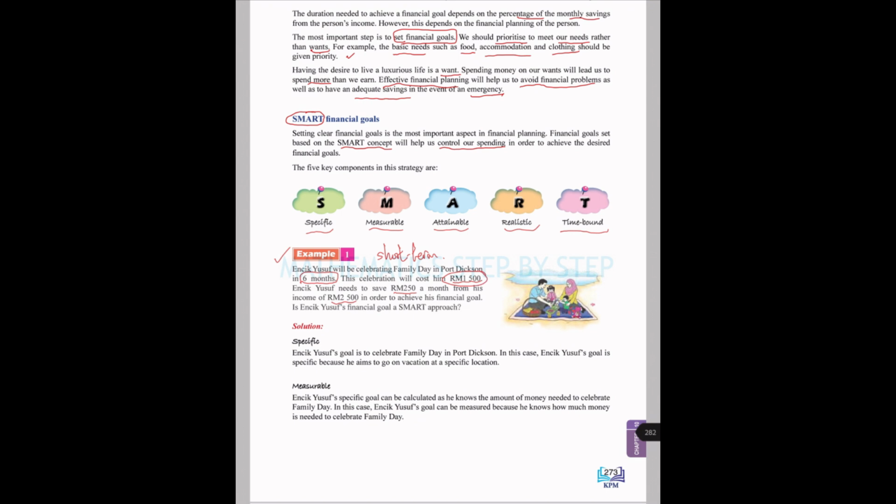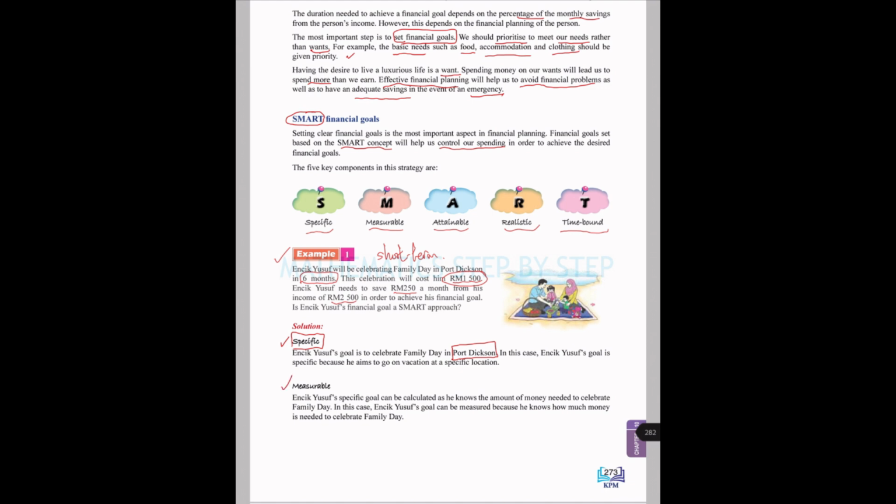Okay, so let's see whether Encik Yusuf follows the SMART concept when setting a goal. Okay, so the first step in the SMART concept is specific. The goal being set must be specific. Okay, so Encik Yusuf's goal is to celebrate Family Day in Port Dickson. In this case, Encik Yusuf's goal is specific because he aims to go on vacation at a specific location. Okay, so he already knows where he wants to celebrate Family Day. Okay, so this goal is specific. Then let's check whether the goal is measurable.